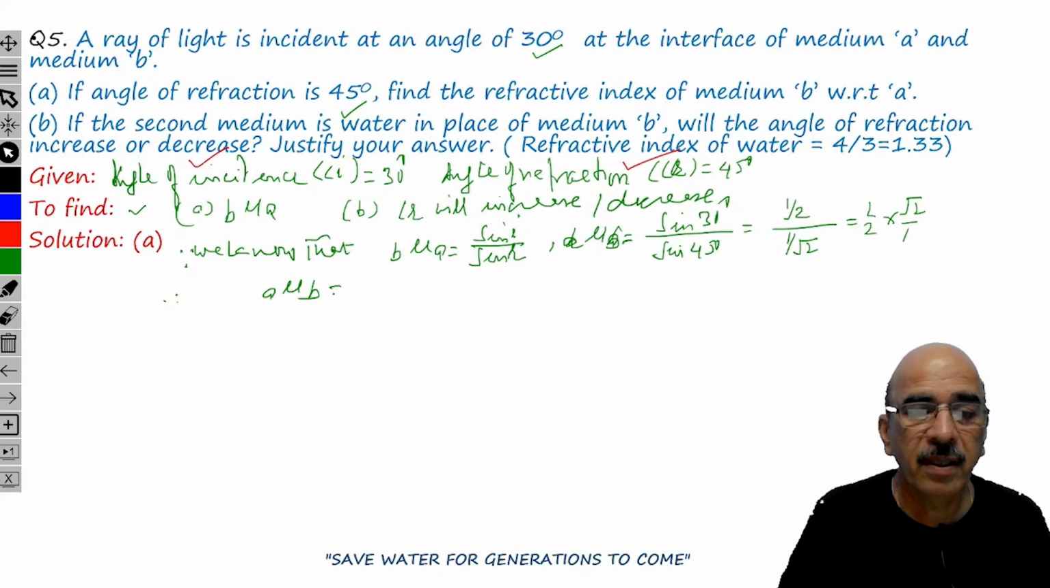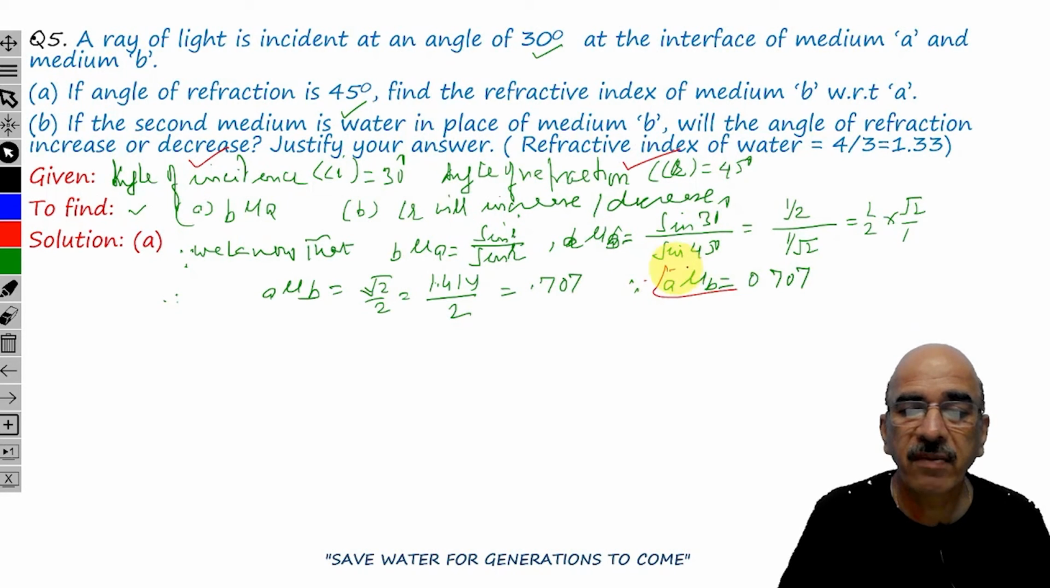Yes. So A mu B, it will be root 2 upon 2 or 1.414. This is the value of root 2 upon 2, and when we divide it, we get, what do we get here? So it will be 0.707. So therefore we get refractive index of medium B with respect to A 0.707. Okay, so this is the refractive index. So this way we can get the answer of the first part.